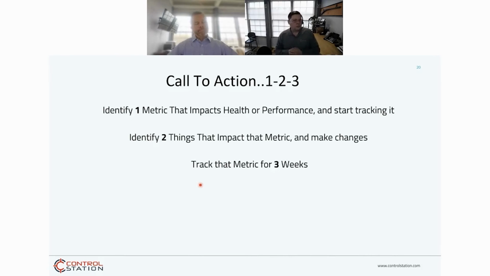Then fix two things. Try to find something that impacts that metric and make changes, whether they're small or large. Just do something to have a positive impact. Track that metric for 3 weeks as you improve things. You will see numbers get better. That becomes your success. You always want to start small, build that nice little success story, and then expand those ideas out to be able to say, here's all the information that my plant is telling me.